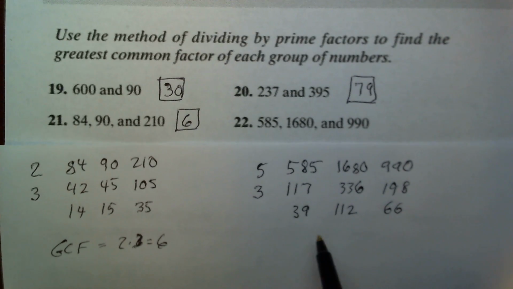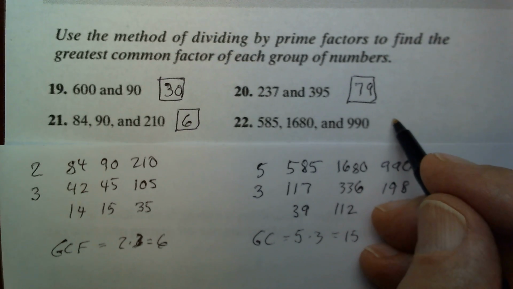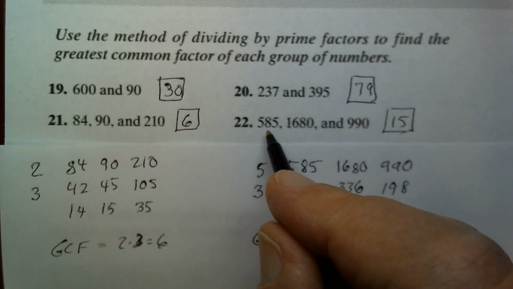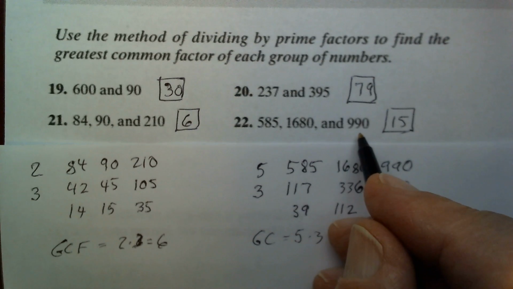And so now, since 39 is 3 times 13, and neither 3 nor 13 is a factor of all of these numbers, well, 3 is a factor of 66, so that would be all. So the greatest common factor in this case is equal to 5 times 3, which is 15. So that's the greatest common factor for these given three numbers: 585, 1,680, and 990.